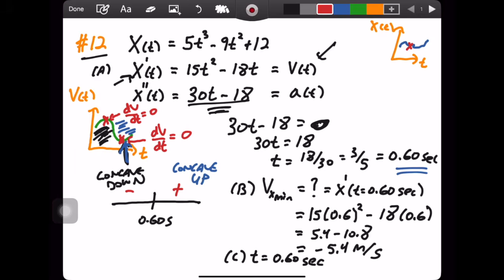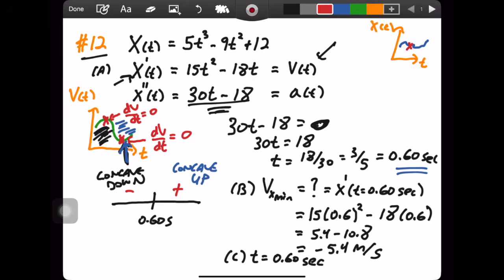So I had the first derivative of the position as a function of time. That's velocity as a function of time. The second derivative, x double prime, that's the derivative of the velocity, the second derivative of the position. That gives us the acceleration as a function of time. I solve for when the acceleration as a function of time is equal to 0.